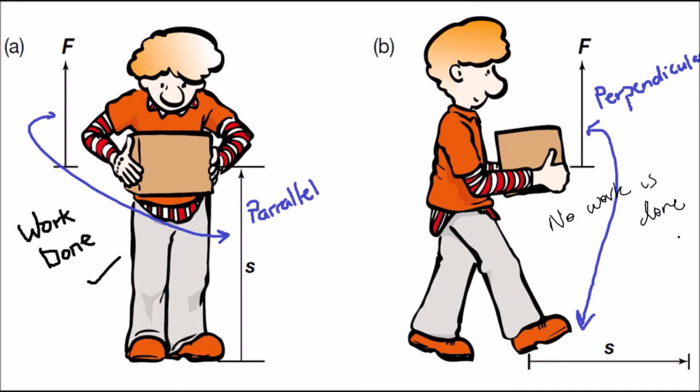The reason why no work is being done is the displacement, or the direction of motion, is perpendicular to the force applied to hold the box up. So I'm not actually moving the box because of the force I'm applying, and the box is not moving in the direction I'm applying the force. So that's why there's no work being done.